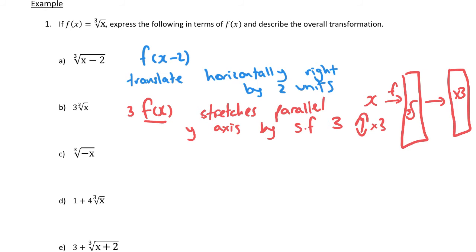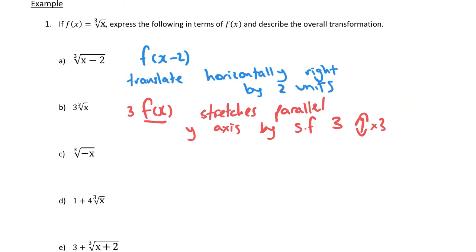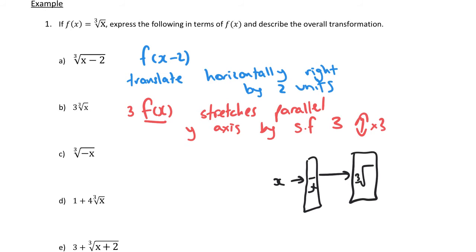Part C, we've got the cube root of minus x. So in our function machine, we've got x, and the first thing we're doing is minus x, and then we're doing the cube root. So we're applying the minus x first of all. So that's going to be f of minus x. We've got to do the bracket first of all before applying the function. And the effect that has is it's going to reflect f of x in the y-axis.